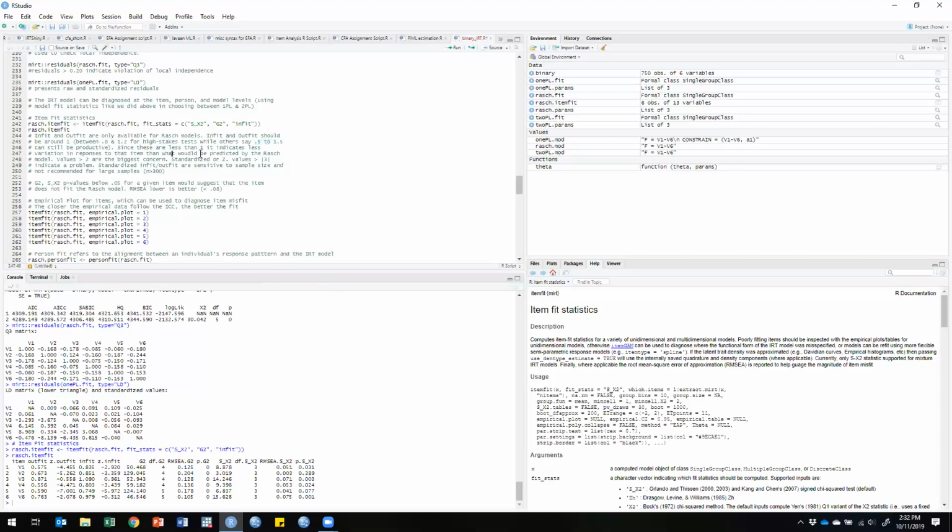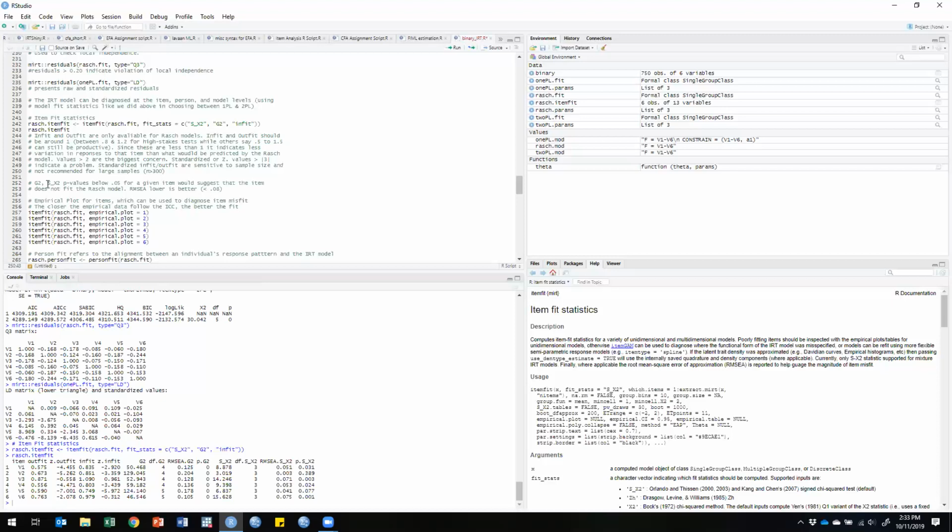You get the standardized values here too. Although in our case, I'd probably just ignore the standardized values because they're pretty sensitive to sample size and generally not recommended when you have large sample sizes. I think the site I saw said greater than 300. We have 750, so these are all pretty large. But you would compare that to a normal distribution, so anything greater than like 3 would flag as misfit.